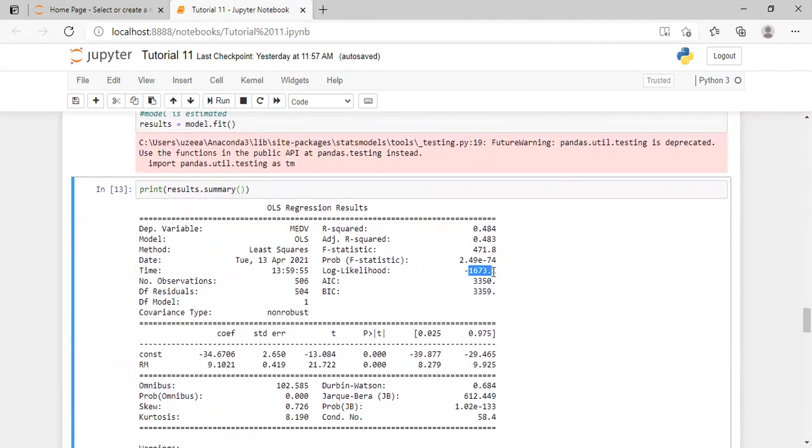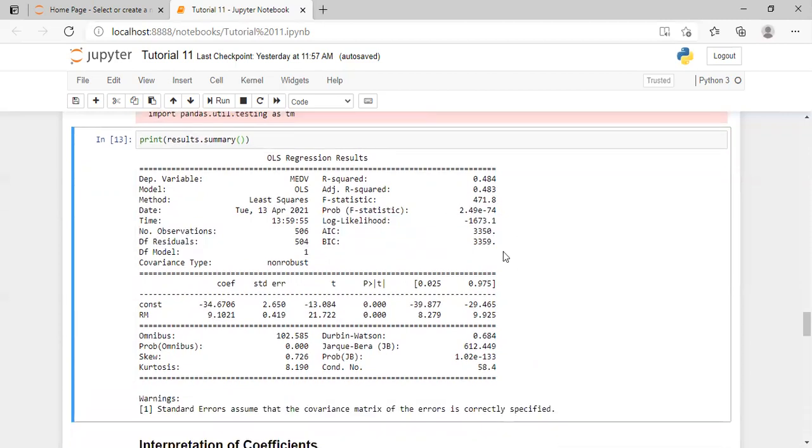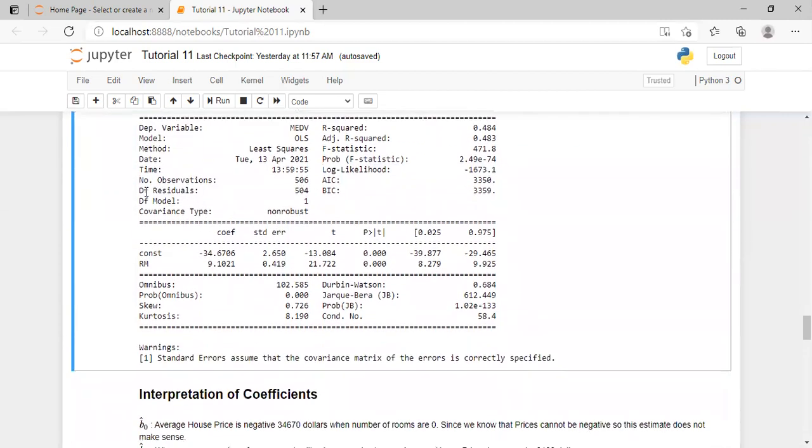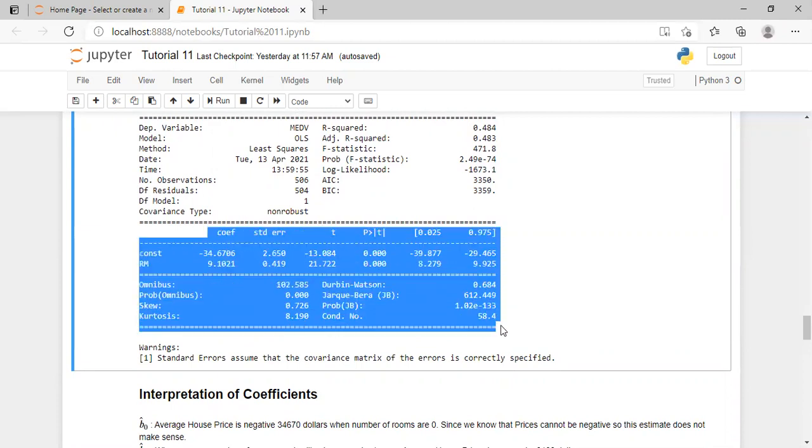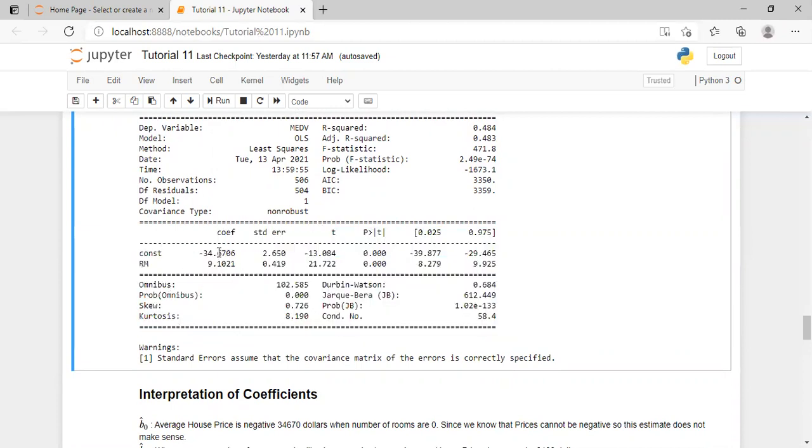Then there's the log likelihood, AIC and BIC. There are other measures which I think at this stage you don't have to understand. And then we have the covariance type, which is robust and non-robust. You shouldn't be going into so much detail, but the important thing is the regression coefficients. The interpretation of these regression coefficients is very important to understand what has been happening here.